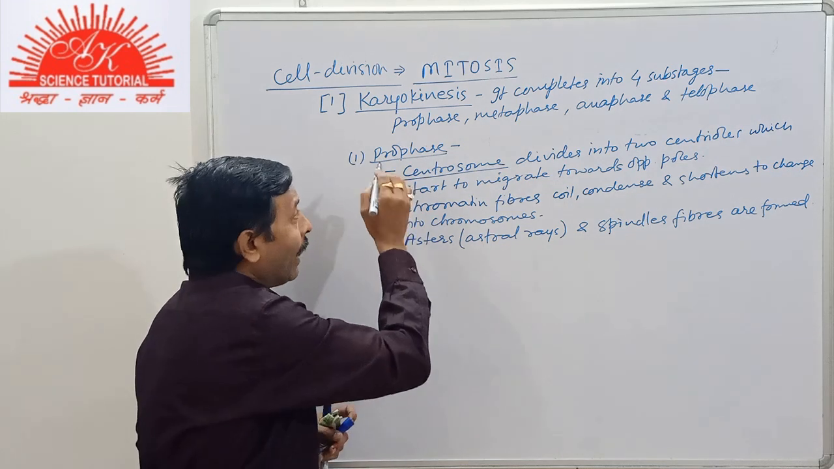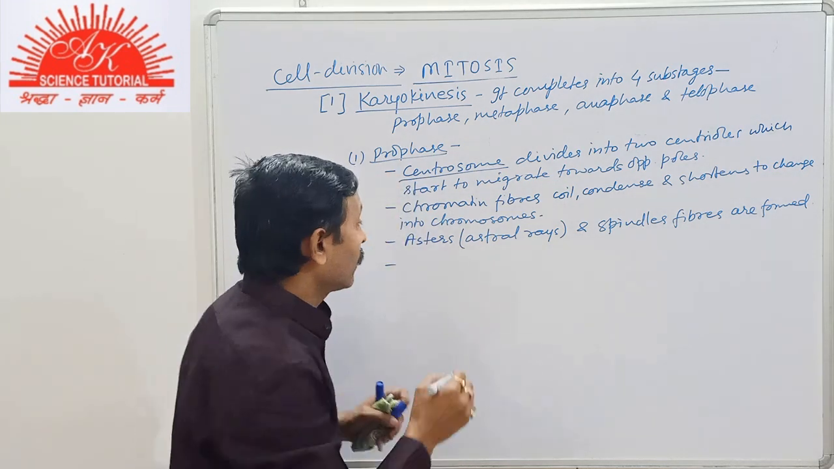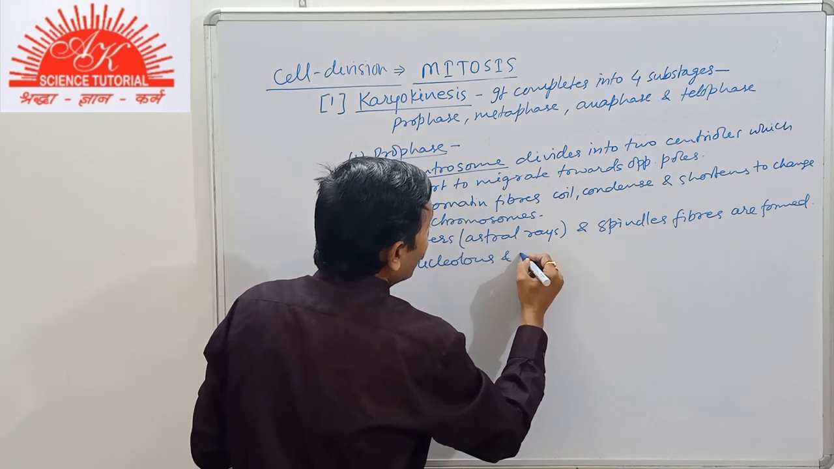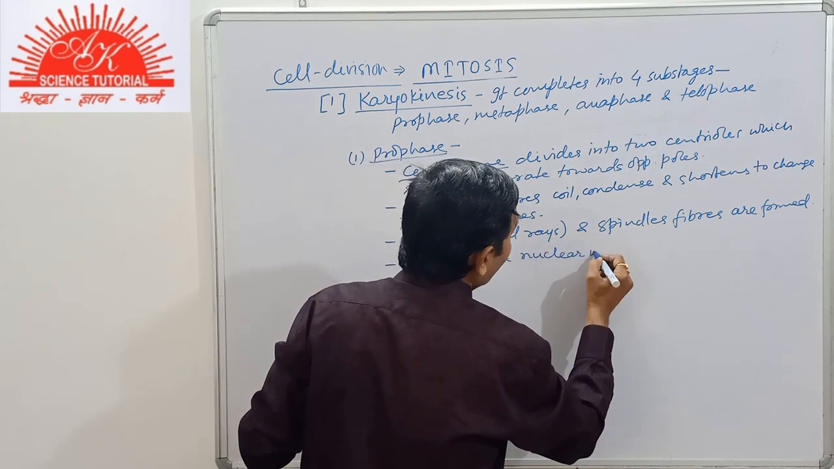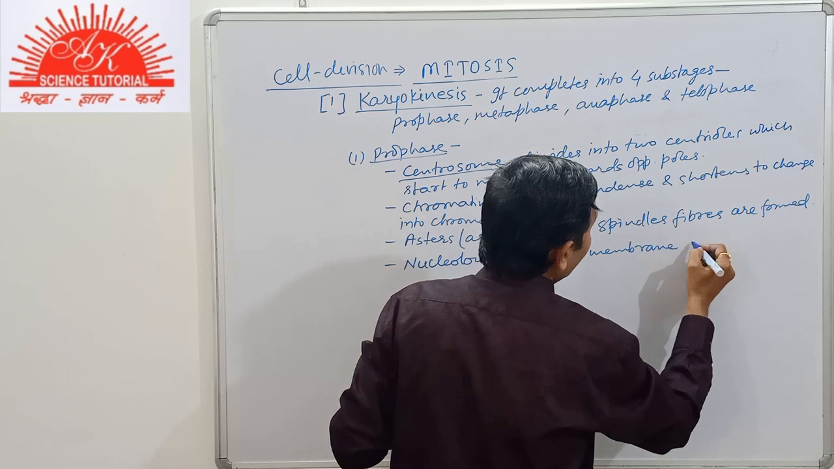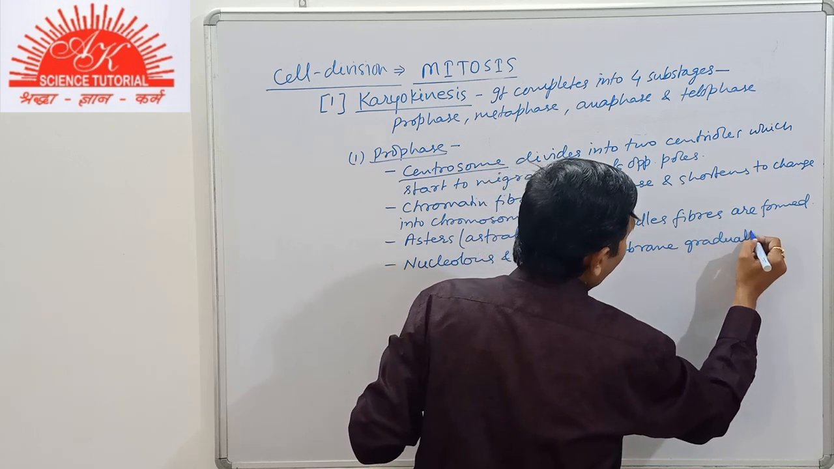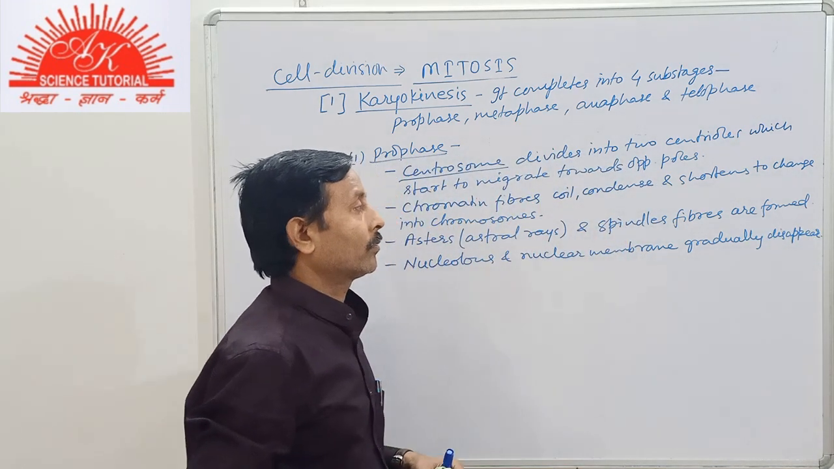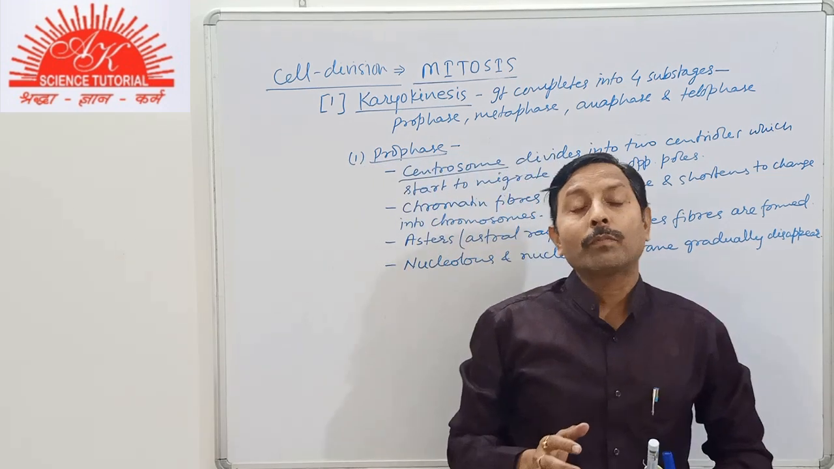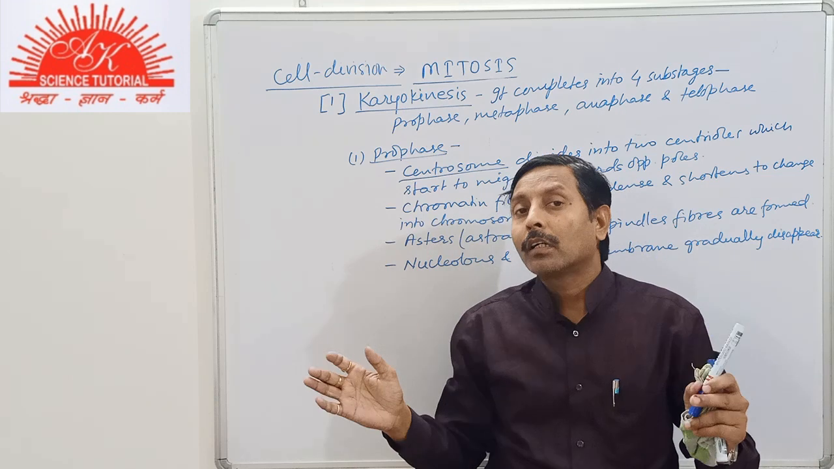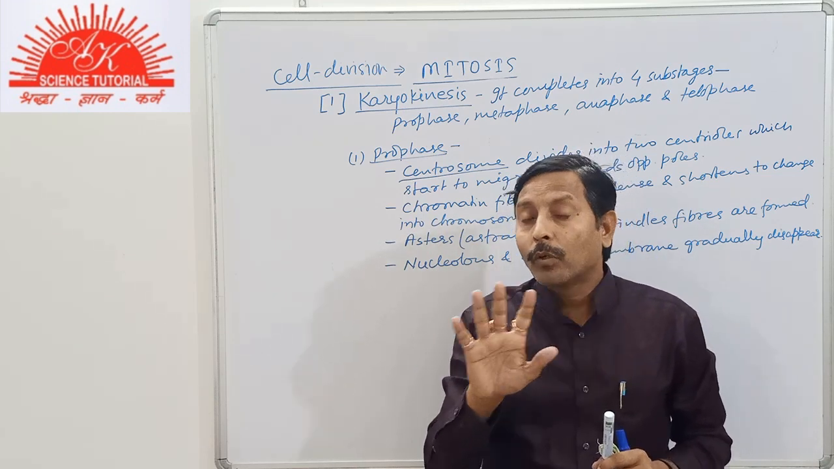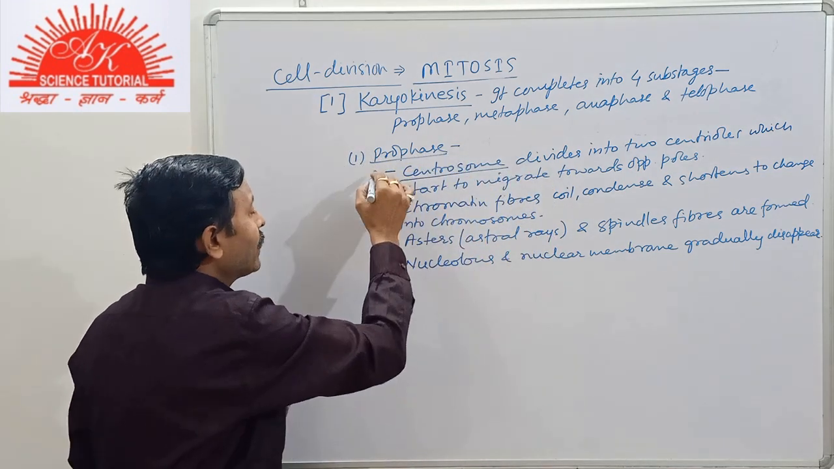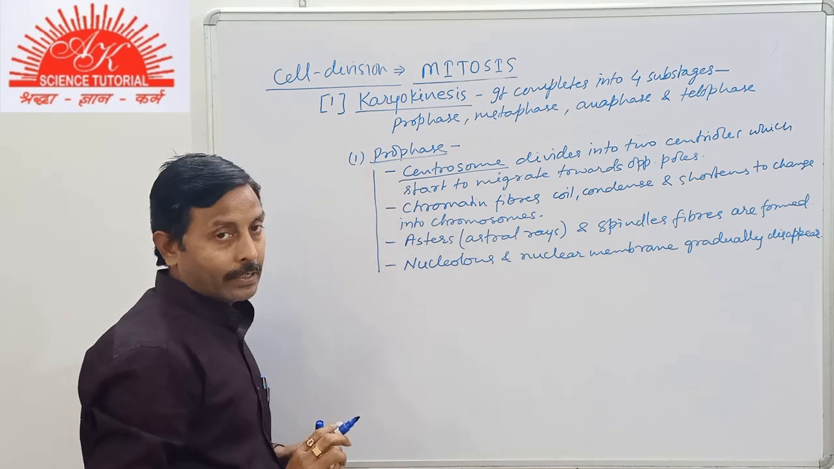Now, at the end of prophase, nucleolus and nuclear membrane gradually disappear. And hence, the chromosomes are now scattered in the cytoplasm. That is, there will be no definite nucleus at that time. So, these are the major changes taking place during prophase.